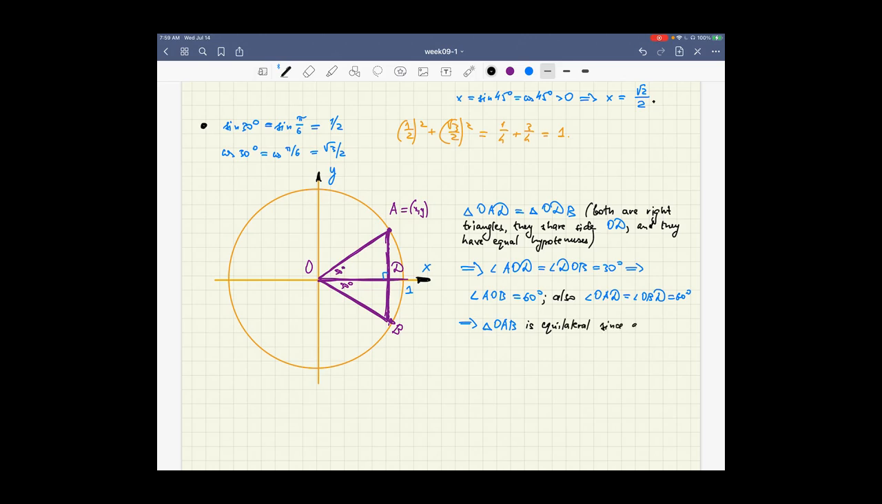Since all three angles are 60 degrees, in particular, it follows that this side AB equals 1 because the other two sides are 1. These two sides are 1 as radii. So the length of AB is 1.